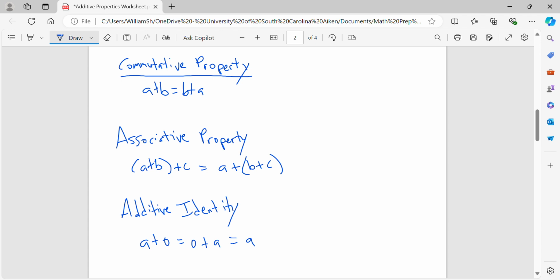If we take two random numbers, let's just say 3 and 8, 3 plus 8 is going to give you the same result as 8 plus 3. Right? Because 3 plus 8 is 11, and 8 plus 3 is also 11. The order there does not matter, and that is the commutative property. Now let's look at the associative property of addition.